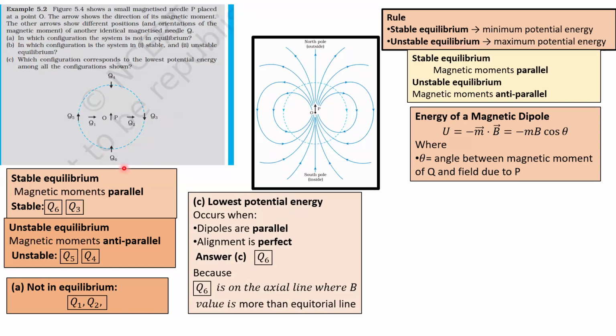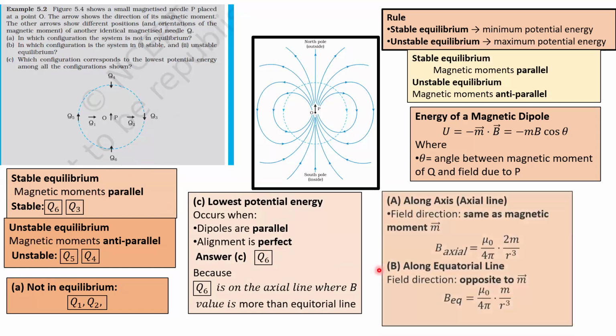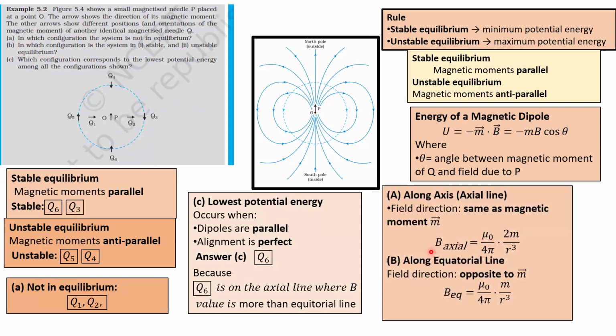Out of Q6 and Q3, in which case is the energy minimum? How to find minimum energy? For that, you have to consider this formula. The magnetic field along the axial line is given by mu 0 by 4 pi times 2m by r cubed. Along the equatorial line it is given by mu 0 by 4 pi times m by r cubed. Which means along the axial line the magnetic field is more, and along the equatorial line the magnetic field is less. Now come to this one. Q6 is along the axial line. Q3 is along the equatorial line.